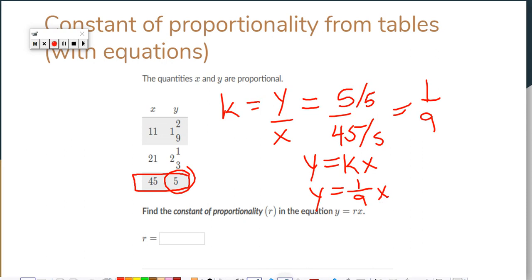So again, that tells me if I take all of the x values and I multiply by 1 over 9, I'm going to get the y value every time. That's all we're looking for. That constant of proportionality shows the relationship between the x value and the y value.